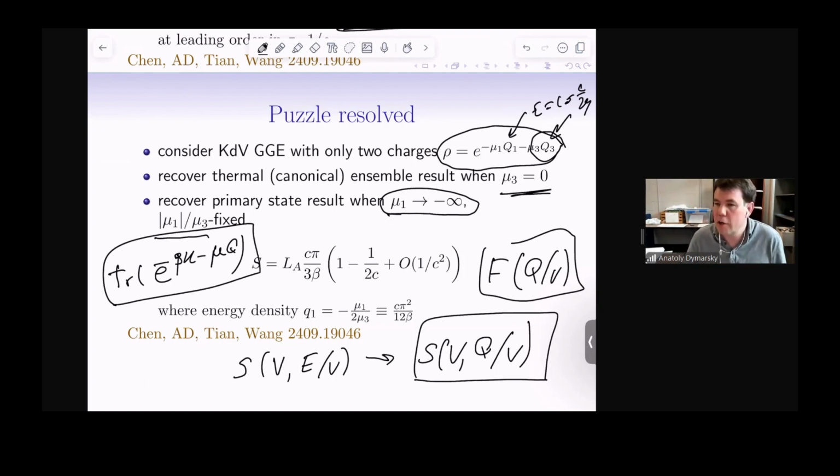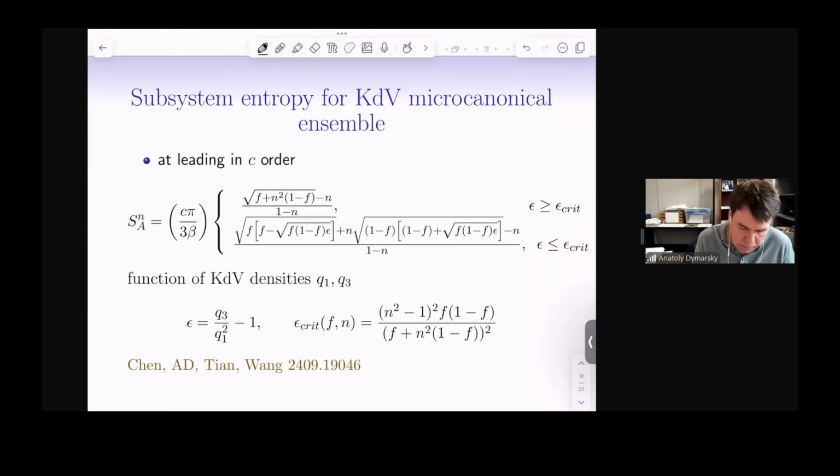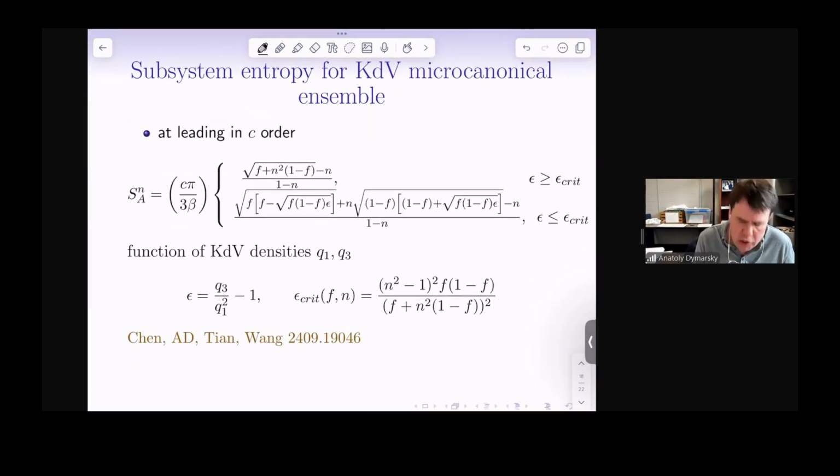Once you calculate free energy, you can recalculate density of states. And knowing density of states, you can apply diagonal approximation and calculate the subsystem entropy. And in the end, you have different GGE ensembles. Some of them will match exactly the primary state. Some of them will match exactly the microcanonical. Some of them will match the conventional microcanonical ensemble.